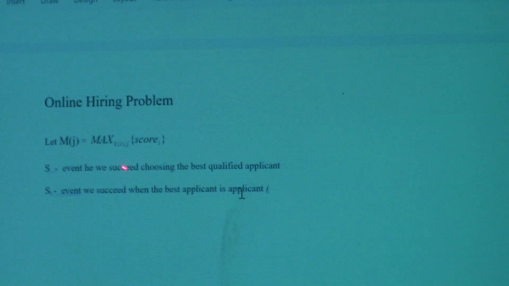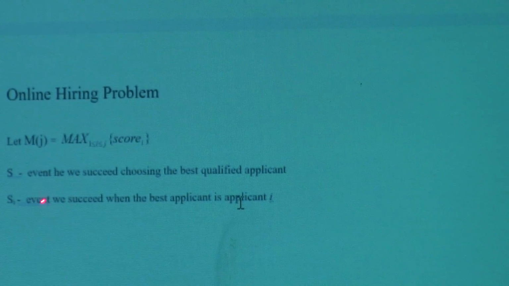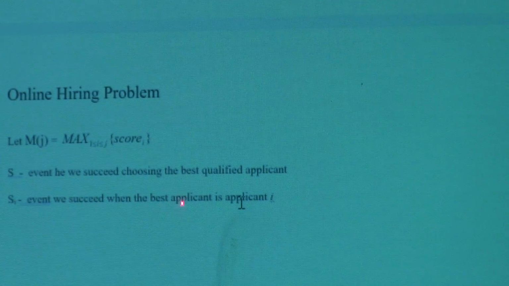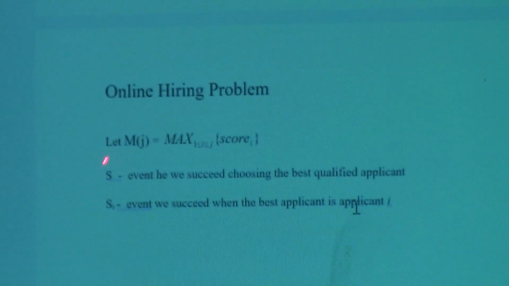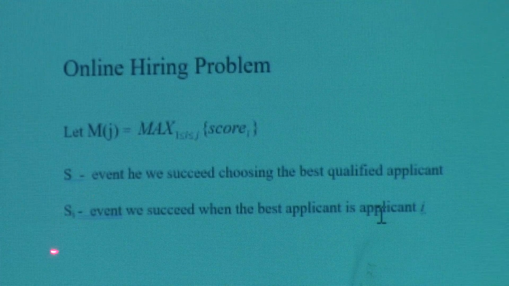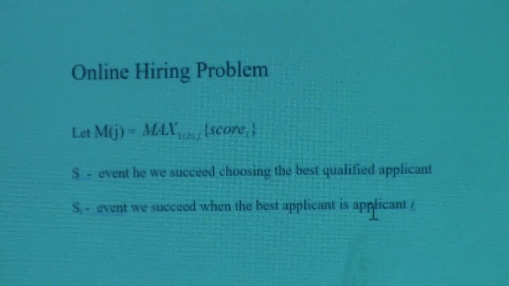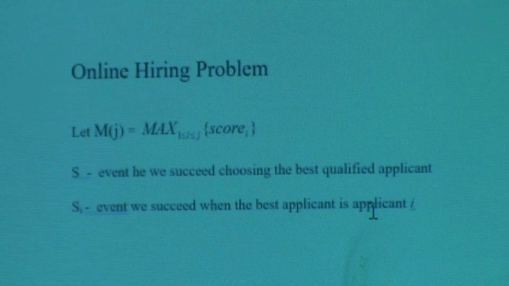S is the event we succeed in choosing the best qualified applicant. S is the event we succeed in hiring the best applicant. S sub i, this is interesting. S sub i is the event we succeed in hiring candidate i when the best applicant is applicant i. So S is the overall success, the event that we hire the best. S sub i is the event that we hire the best candidate when the best candidate is the ith candidate. Okay?